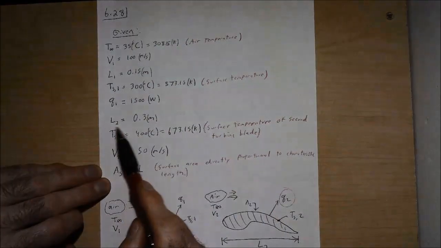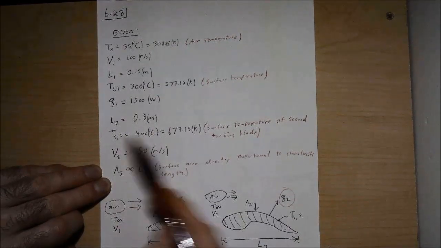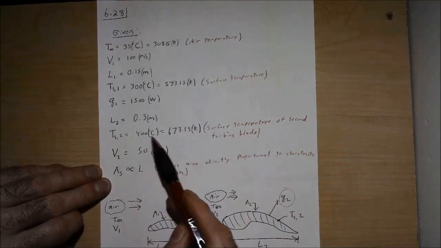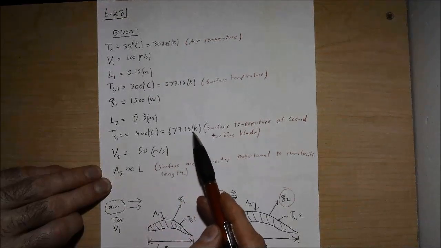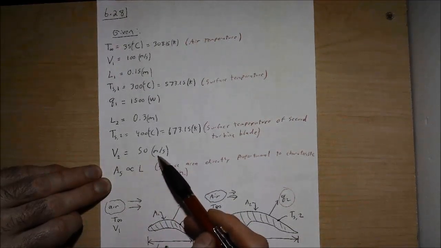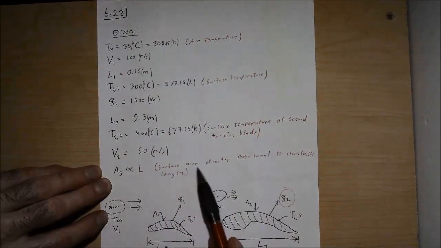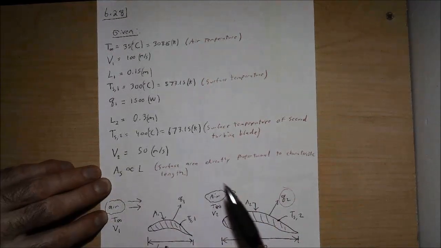Here in case 2, we have L2 equal to 0.3 meters. Our surface temperature of the second turbine blade, TS2, is 400 degrees Celsius, or converted to Kelvin, 673.15 K. Our second velocity, V2, is 50 meters per second, so half of that of V1. And our surface area is proportional to the characteristic length here.